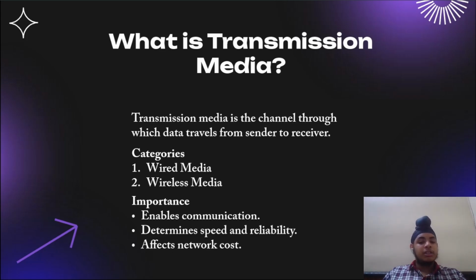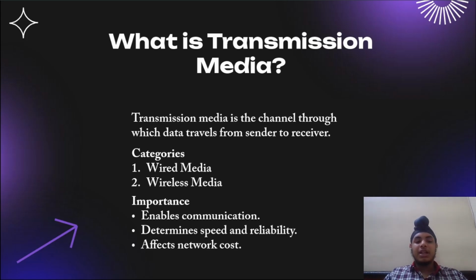It is divided into two main categories: wired media and wireless media. Wired media is where the signal travels through a physical cable, and wireless media is where the signal travels through the air, as in 5G or Wi-Fi. The type of media you choose determines the speed, reliability, and the total cost of your network.